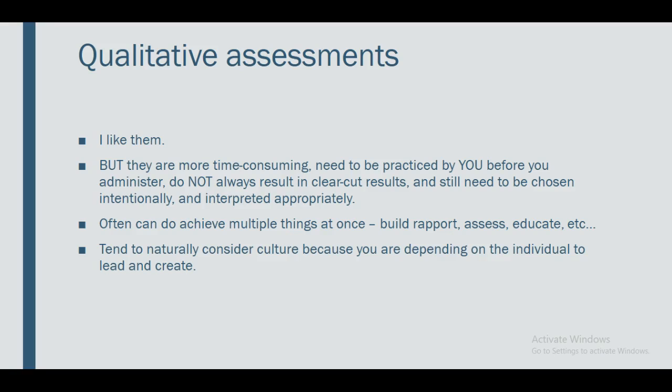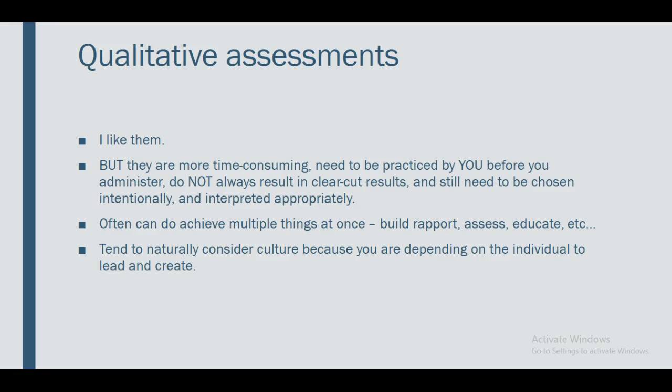These assessments do not always result in clear-cut results. Okay? This can be hard when your client wants an answer. When your client's coming in and saying, I want help making a decision, and you do a qualitative assessment, they can be frustrated with that. And so you really need to make sure that you are comfortable with your career counseling skills and with your counseling skills in general a lot of times in order to best work with those types of clients.